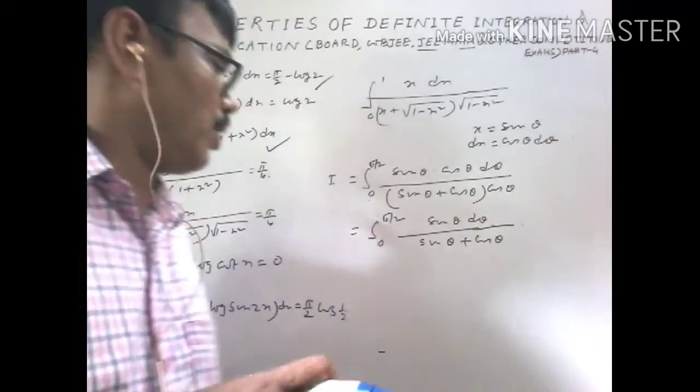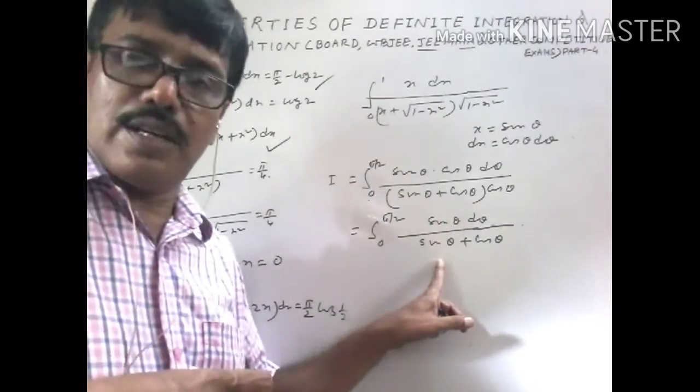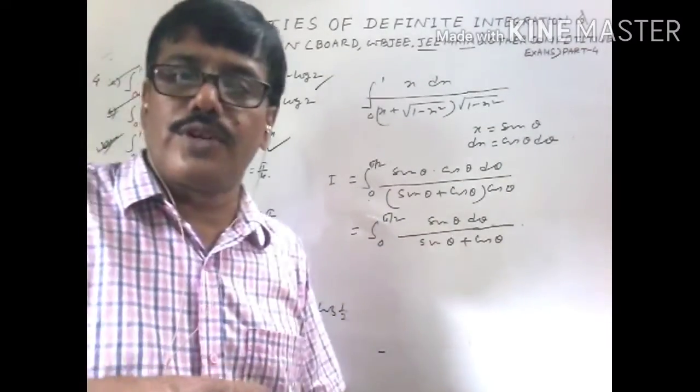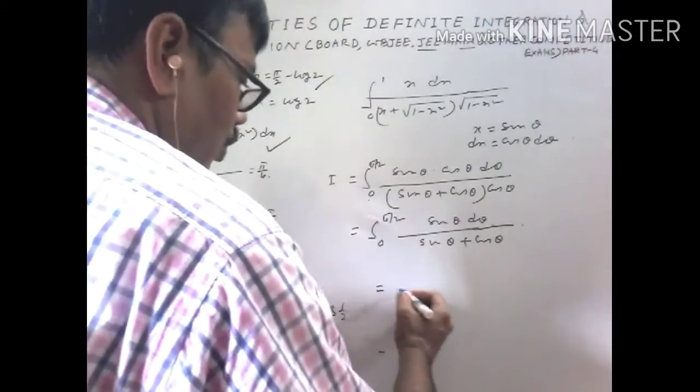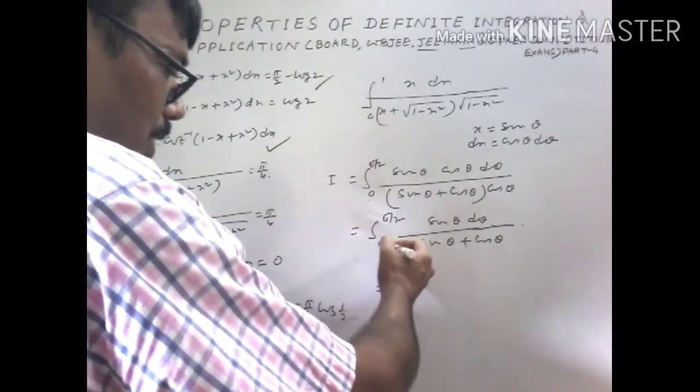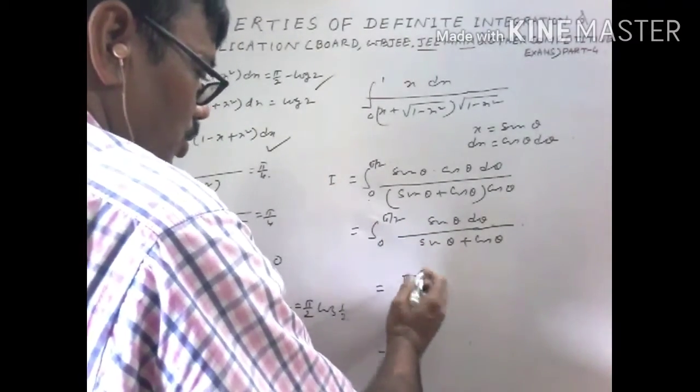Now it is the simplest problem. Replacing theta by pi by 2 minus theta, you get cos theta and denominator unchanged. So proceeding in this way, we get the answer. What is the answer? Upper limit minus lower limit by 2.